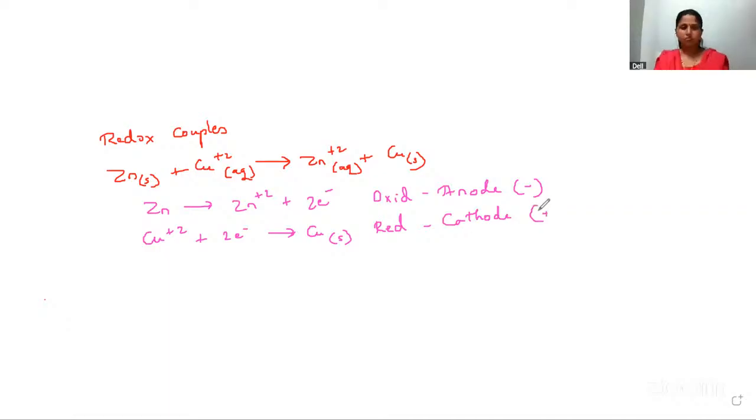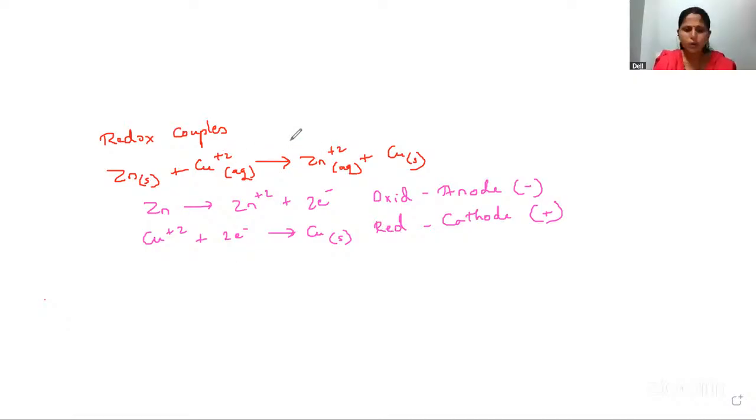The cathode is assigned positive polarity. The cathode is the copper electrode and the anode is the zinc electrode. So these are two half cells, one half cell and another half cell. These two half cells are called redox couples.